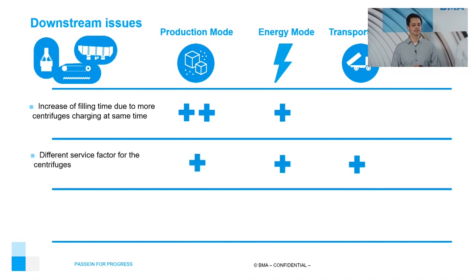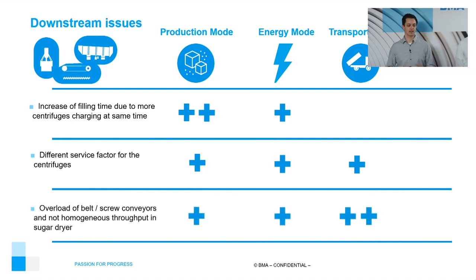We have the case of the different service factor for the centrifuges. One machine is making too many cycles and the other not so many. For this, every mode will work equally, and every mode will warrant that every machine is doing the same quantity of cycles.